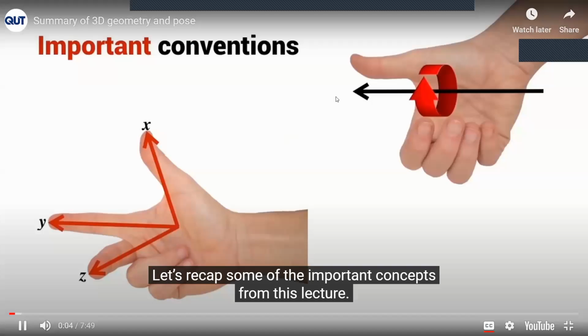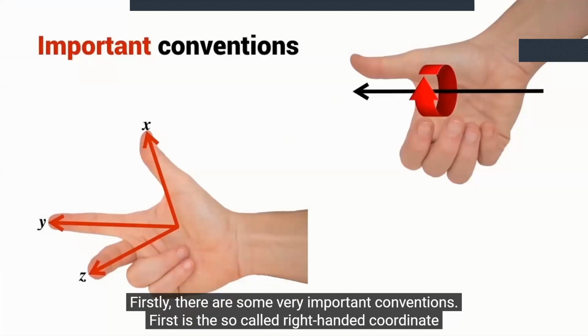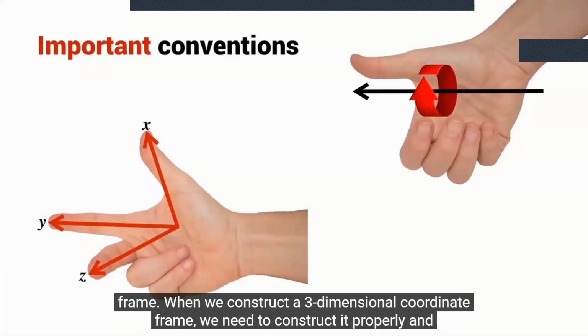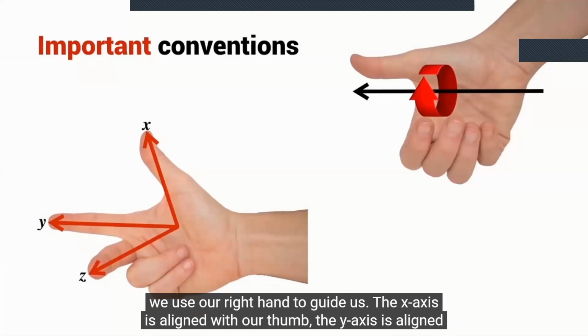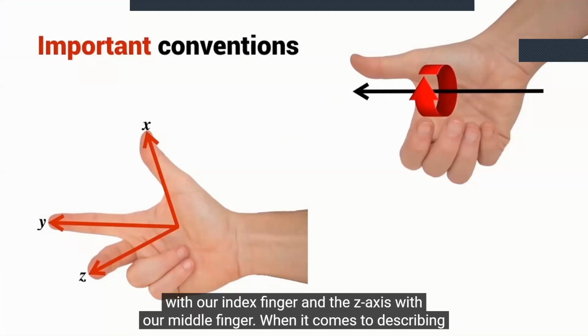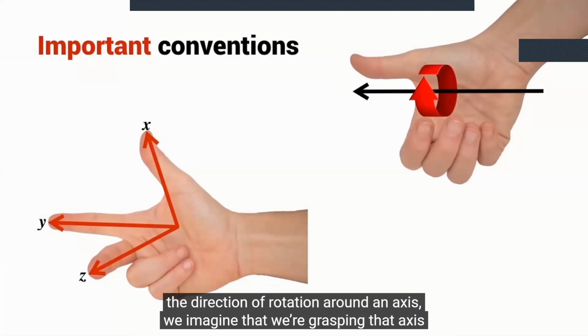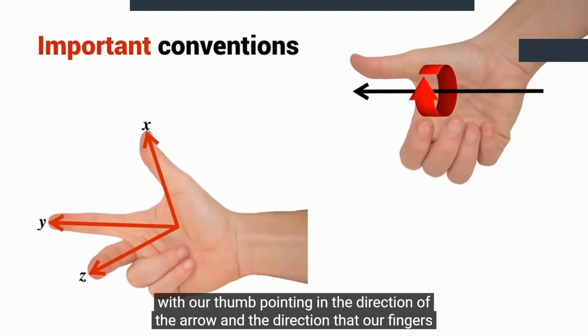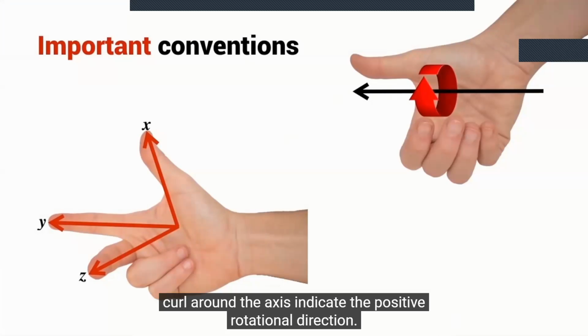Let's recap some of the important concepts from this lecture. Firstly, there are some very important conventions. First is the so-called right-handed coordinate frame. When we construct a three-dimensional coordinate frame, we need to construct it properly, and we use our right hand to guide us. The x-axis is aligned with our thumb, the y-axis with our index finger, and the z-axis with our middle finger. When it comes to describing the direction of rotation around an axis, we imagine that we're grasping that axis with our thumb pointing in the direction of the arrow, and the direction that our fingers curl around the axis indicates the positive rotational direction.